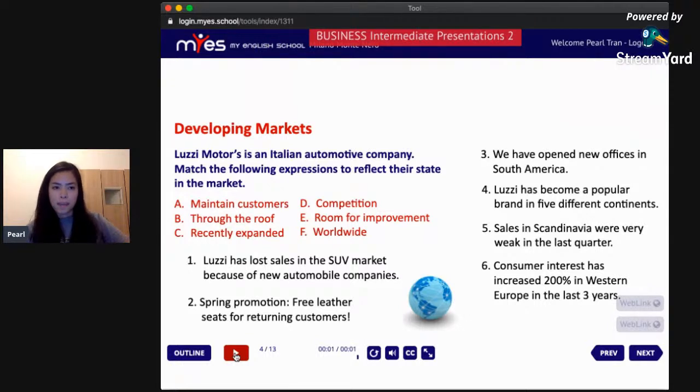So for each number, I want you to choose a letter, A, B, C, D, E, or F. I want you to choose a letter for each number that you think represents it. So for maintain customers, which number do you think best represents that sentence? So in the chat, match the letters to the numbers, and then we'll review together.